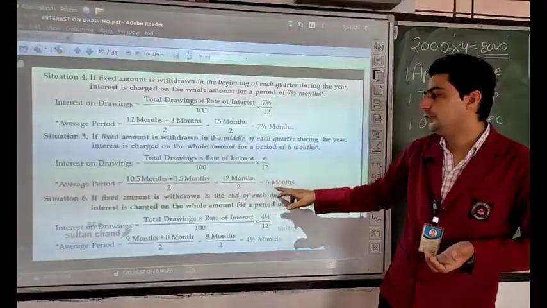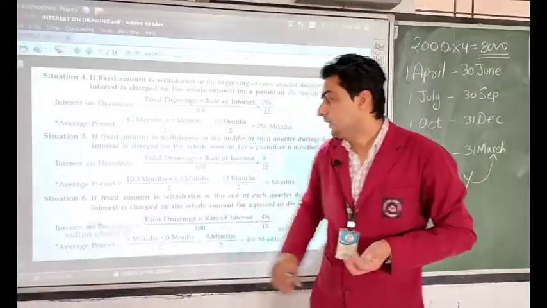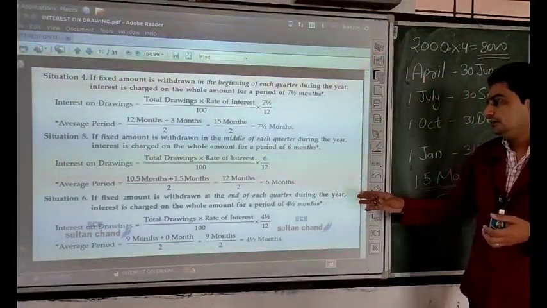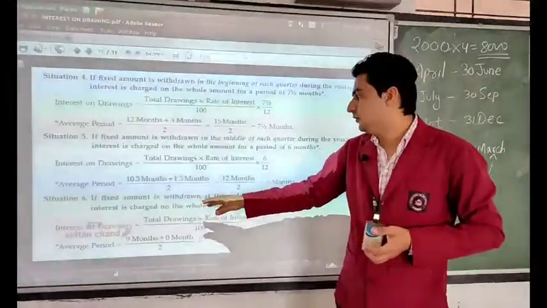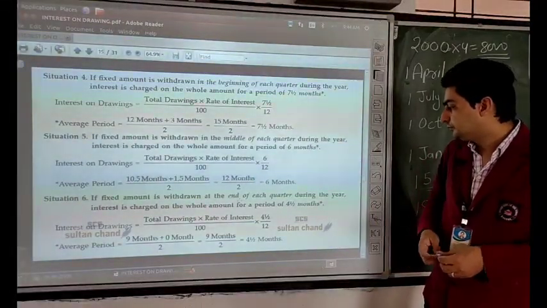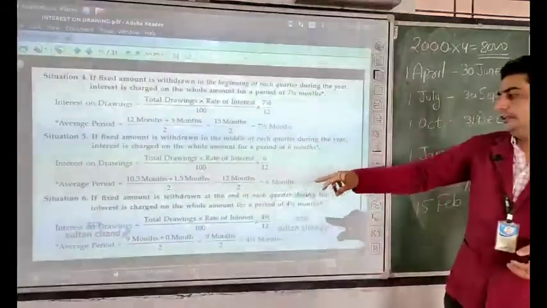What will be the average period of time? 6 months. Okay students, let us see the next. A fixed amount is withdrawn at the end of each quarter. During the year, interest is charged on the whole amount for the period of 4.5 months.